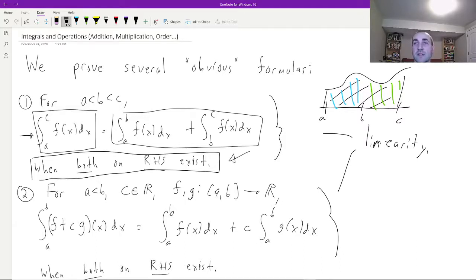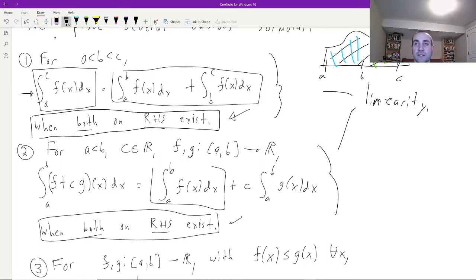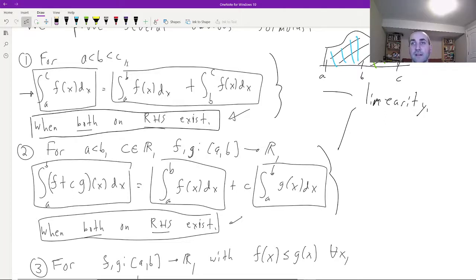So there are really two parts, one of which is an existence result, and the second of which lets us do calculations. The next result is very similar: for constants a strictly less than b, and some other constant c, and two functions f and g, the integral of f plus the constant times g is equal to the integral of f plus the constant times the integral of g. Again, I have this second part of the theorem, which says this is true when both of these integrals exist. So when these integrals exist, this integral exists too, and we have a formula for the value.